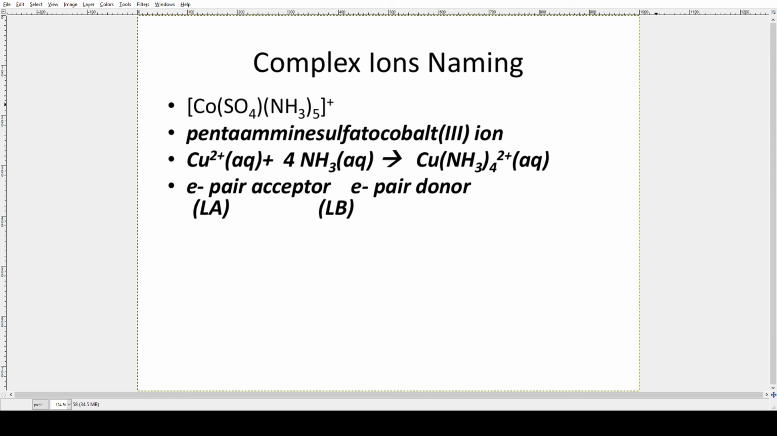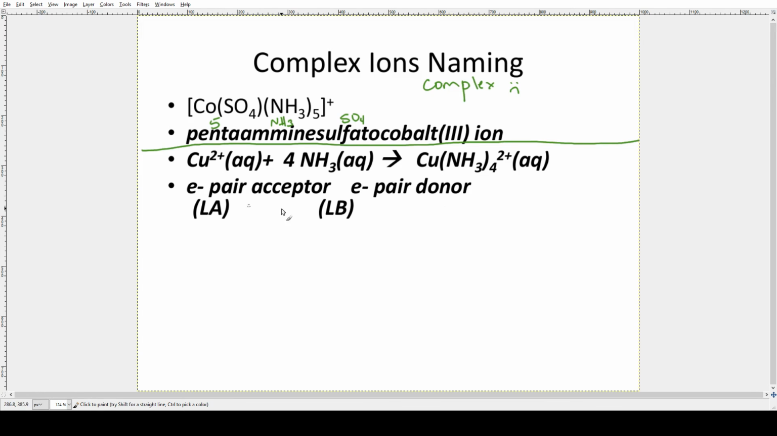So here, this slide should actually be split in two. Complex ion naming is pretty intense. Here we have cobalt, sulfate, and ammonia. So we've got 5 ammonias, penta, amine, sulfato, cobalt 3 ion. Complex ion naming is complex. Sad face. You don't need to worry about it. However, you do want to be able to write these net ionics.